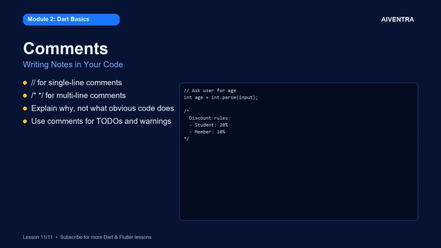Key point 4. Use comments for to-dos and warnings. This is important because it helps you write clean, predictable Dart code and avoid common beginner mistakes.